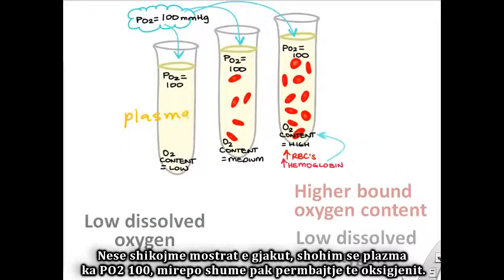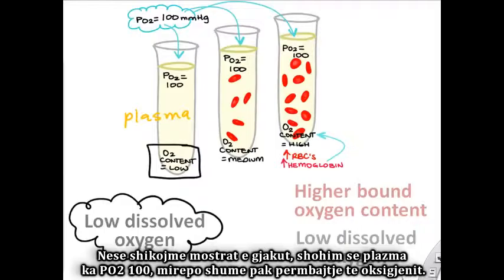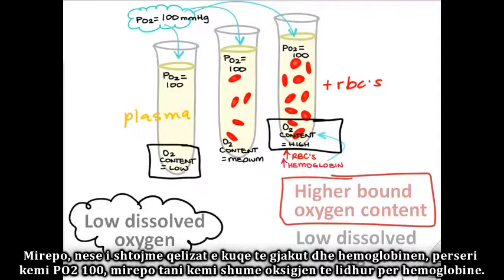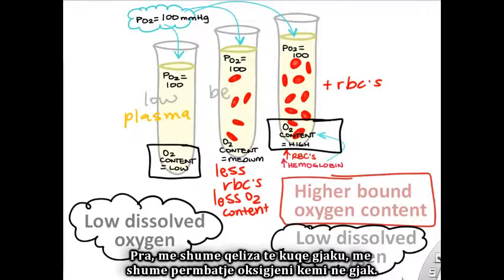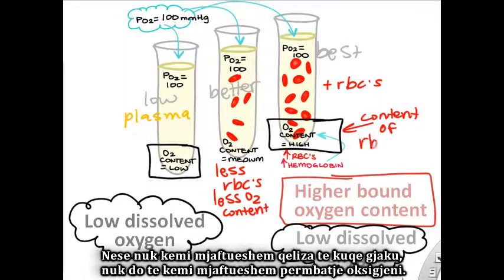If we look at samples of blood versus just plasma, we see that plasma has a PO2 of 100 but a very low oxygen content. But if we add red blood cells and hemoglobin, we still have a PO2 of 100, but now we have lots and lots of oxygen bound to hemoglobin in our red blood cells. So the more red blood cells, the more oxygen content we have in our blood. If we don't have enough red blood cells, then we won't have enough oxygen content.